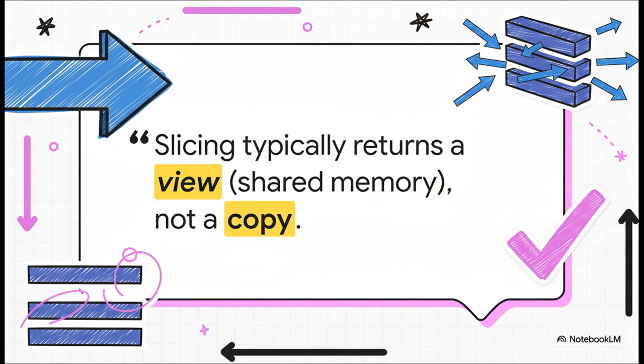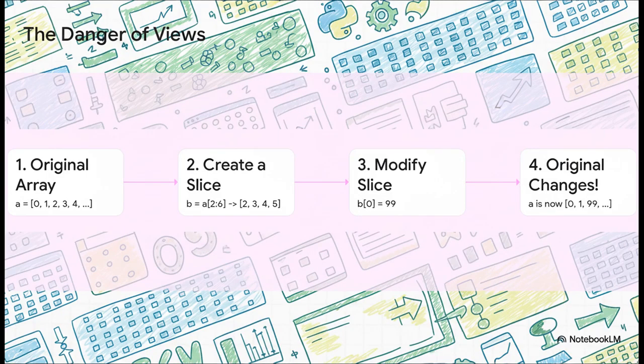When you slice an array like we just did, you're usually not making a brand new copy of the data. You're creating something called a view. So watch this example closely. We start with our array A. Then we create a little slice of it and call it B. Now let's change the first element of our slice B to 99.